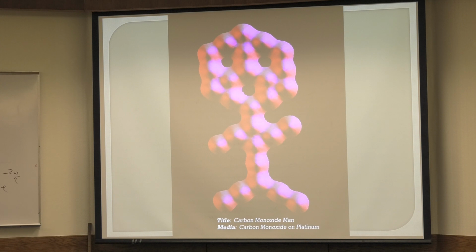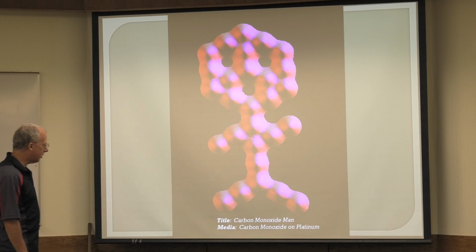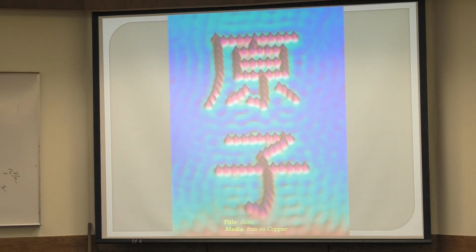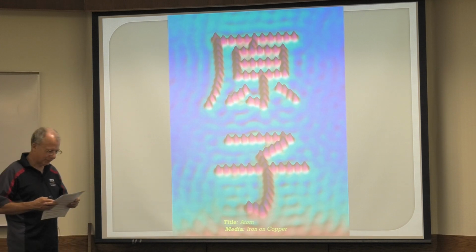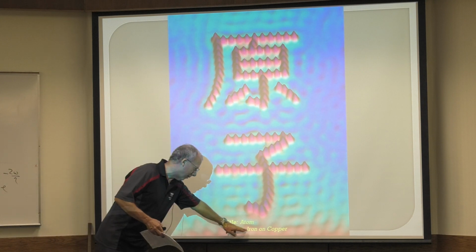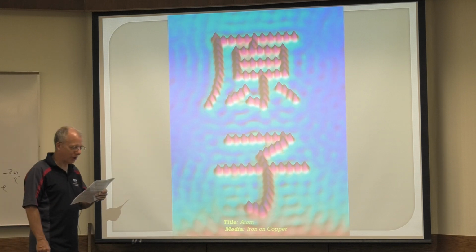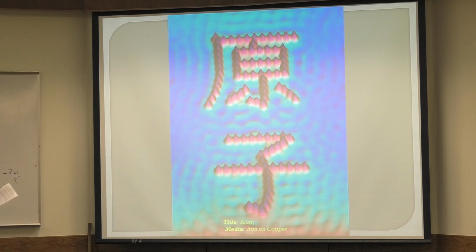But I have some cool pictures that were also done with an electron microscope. So this is called carbon monoxide man, carbon monoxide on platinum. All right, anybody know kanji? So according to this, the title is atom, all right? So they iron on copper. So what I read about this is that the literal translation is original child. If anybody knows better, let me know and I'll change my notes. Here's another one.